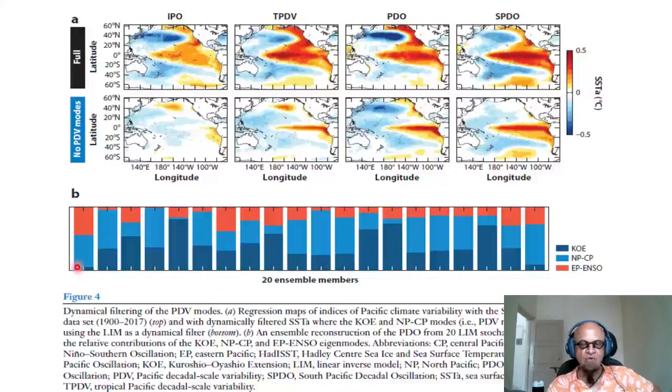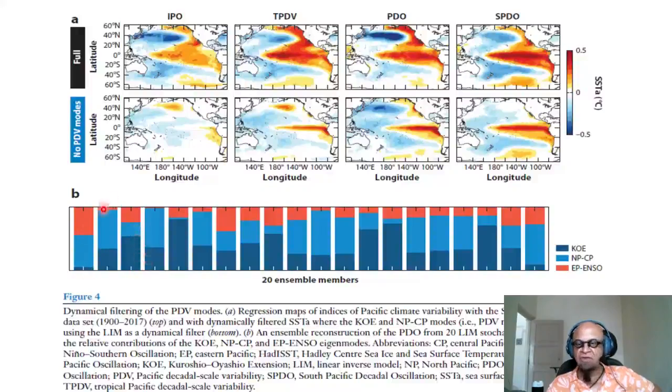ensembles are done. Basically, you want to see what is the natural variability of these superpositions, and you can see that they are large ranges. Sometimes EP-ENSO is large, with most of it coming from NPCP and KOE having no contributions.